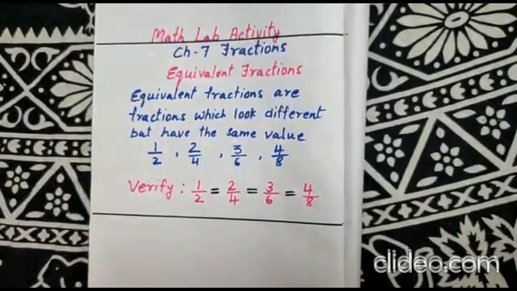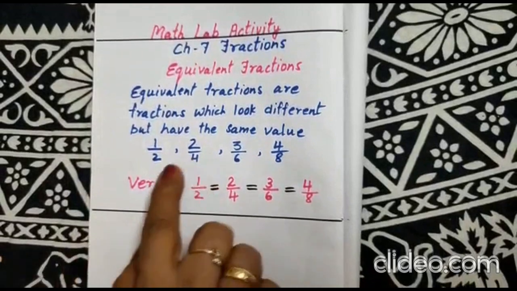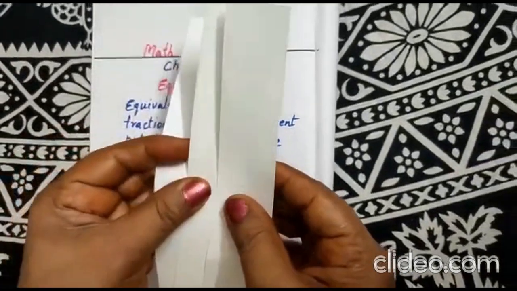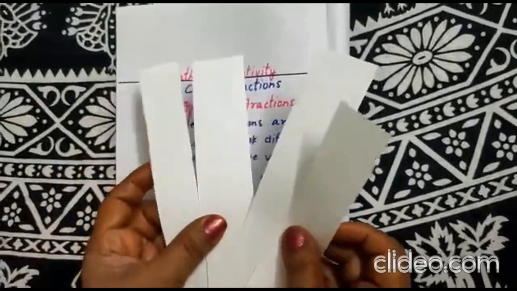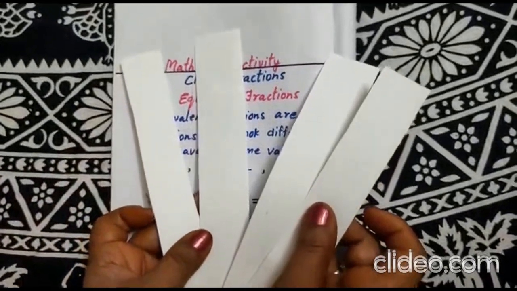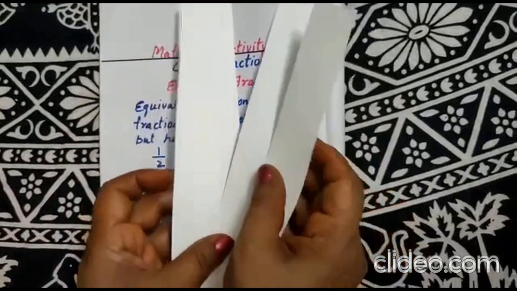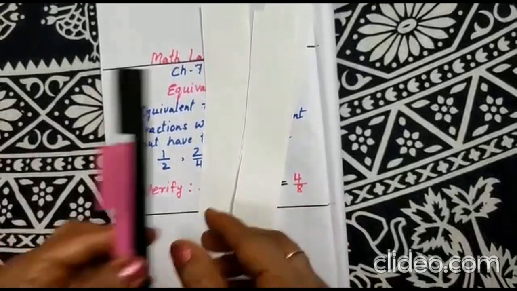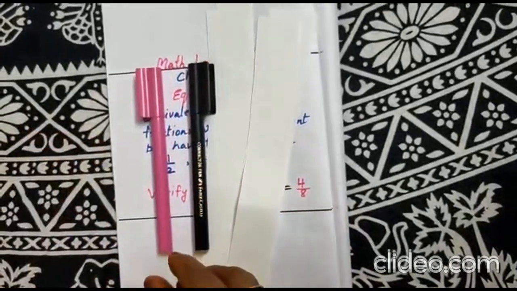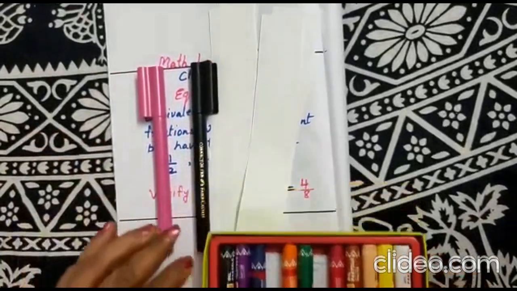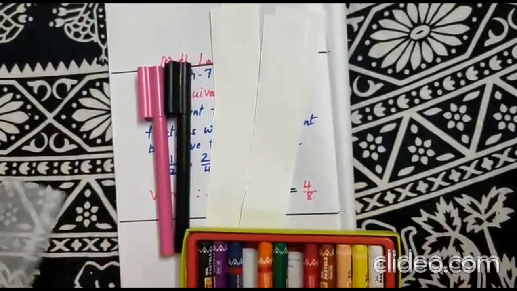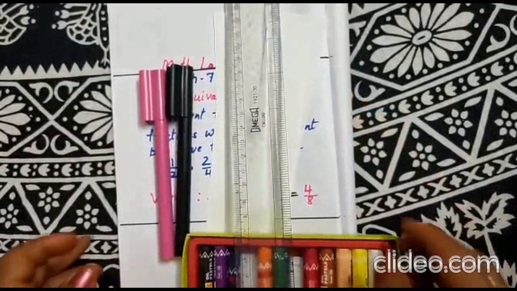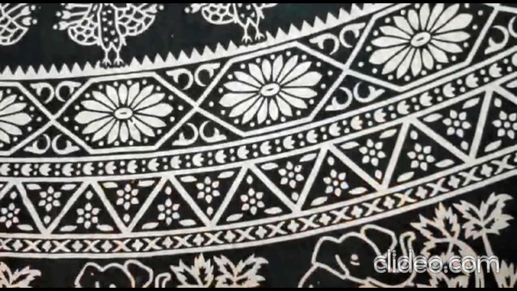Now for the first part of the activity, we require 4 equal strips of paper, a few sketch pens, color crayons and a ruler. Now let's start doing the activity.